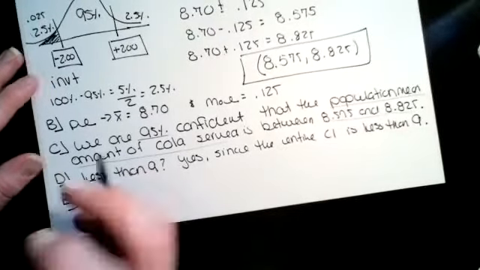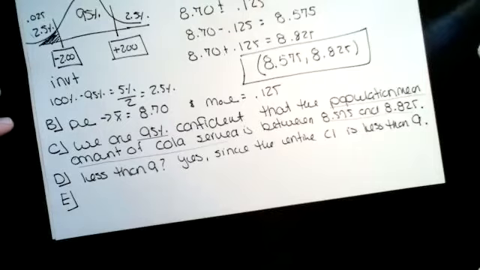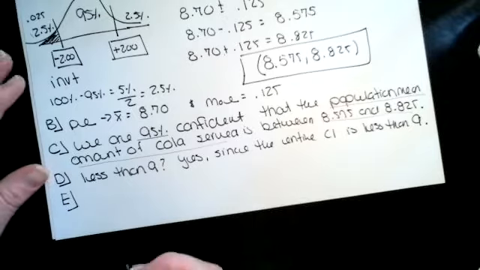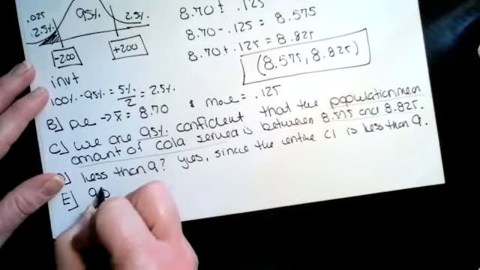Part E says, if we obtained 100 samples and we computed the 95% confidence interval for each of those samples, each of those 100, we would expect how many of those CIs to contain the population mean? Well, this is my confidence level, so it's the 95. So if I have 95% confidence, I expect 95 out of 100 intervals to have that population mean mu in it. So that answer is 95.